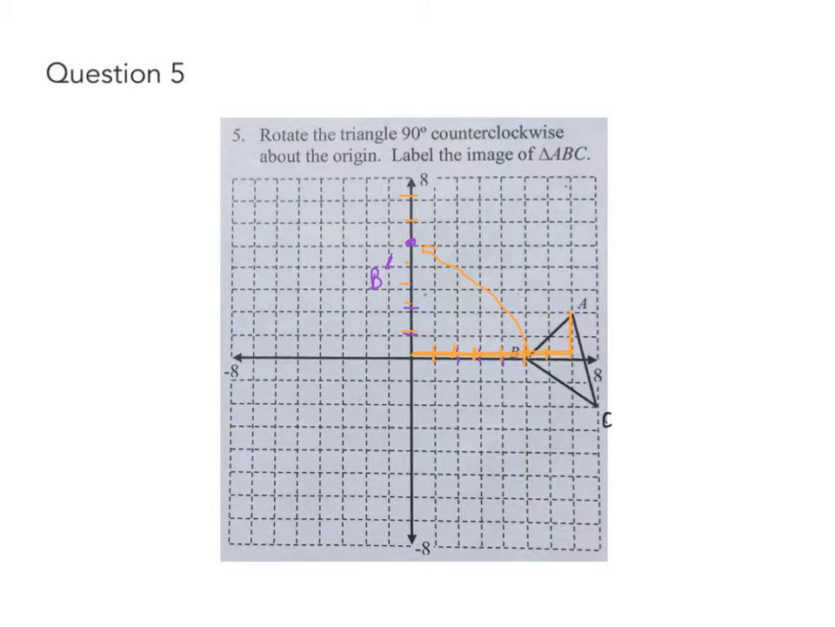And then if I think about this, if A was in quadrant 1, and remember this is quadrant 1, when I rotate it 90 degrees counterclockwise, it's going to have to end up in quadrant 2. So if A is 2 units above the x-axis, it's now going to be 2 units to the left of the y-axis up here. So that's going to be our A prime.